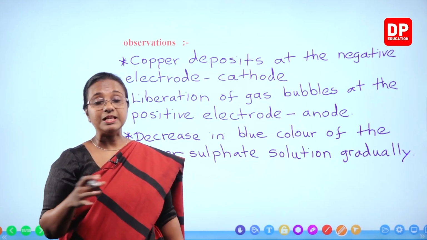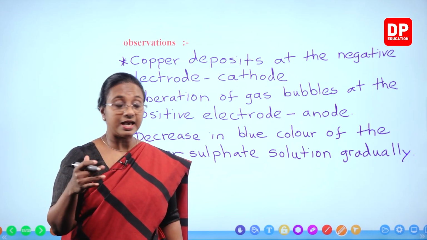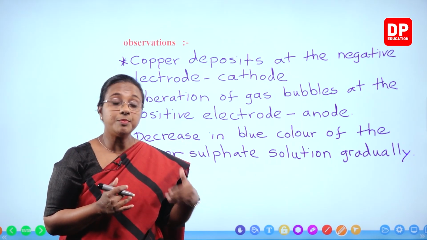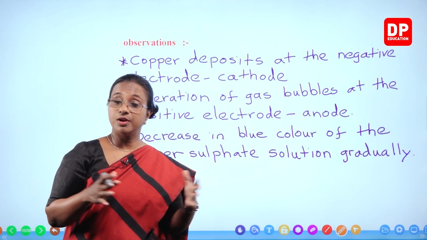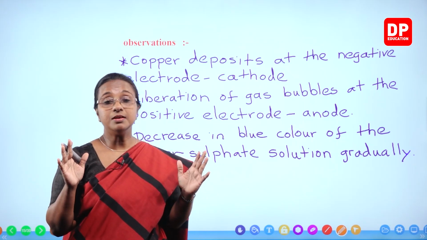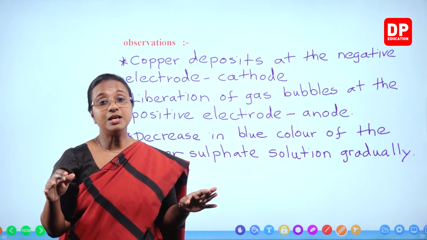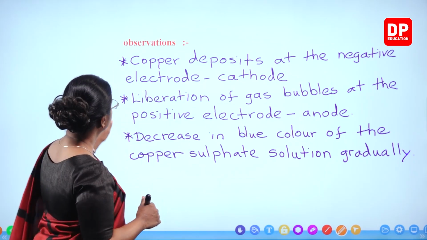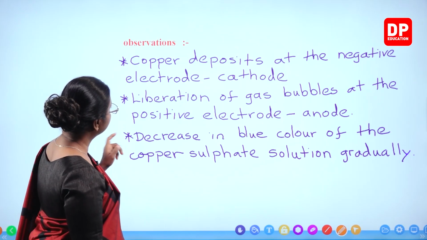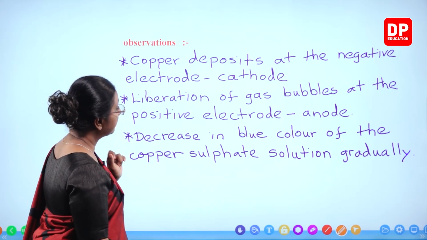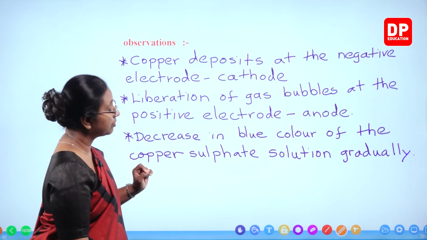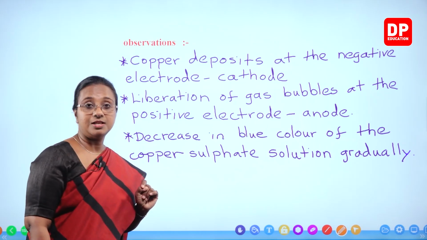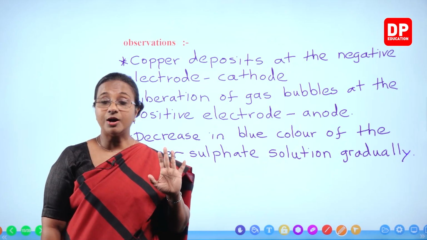It does not completely go off quickly, but it takes time. So gradually the color decreases, and like I told you all, if we keep on doing the electrolytic process for a longer period of time, then the blue color will be completely lost. We will get a colorless solution. So that is the observation. So copper deposits at the negative electrode, that is the cathode, liberation of gas bubbles at the positive electrode, that is the anode, and decrease in blue color of the copper sulfate solution gradually. So those are the observations.